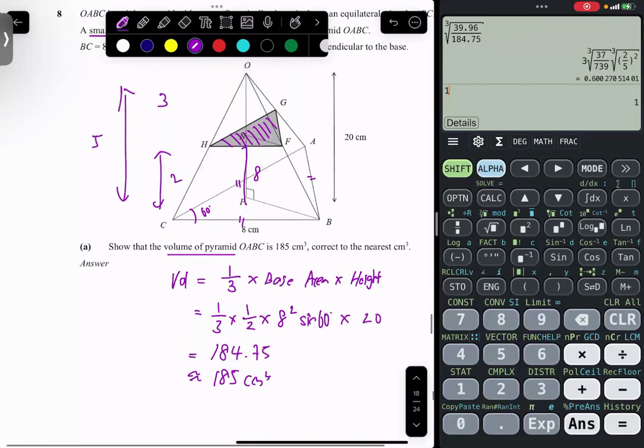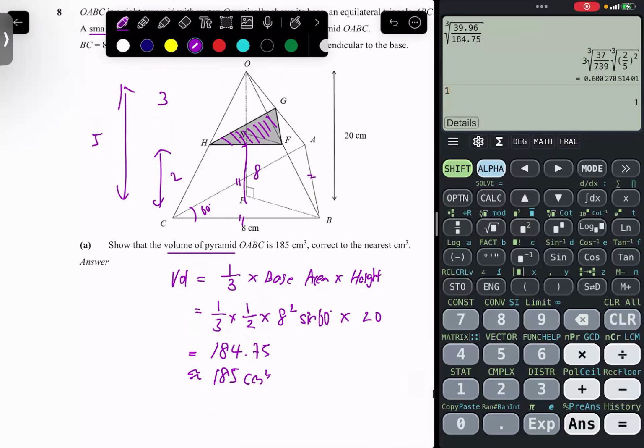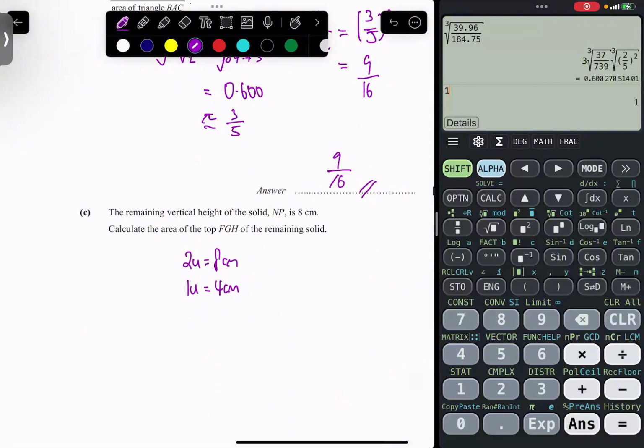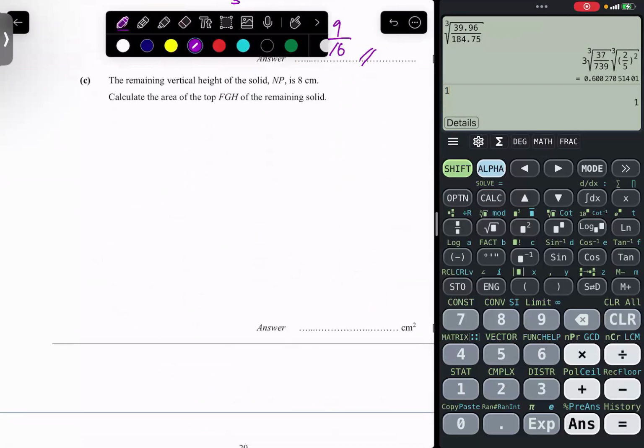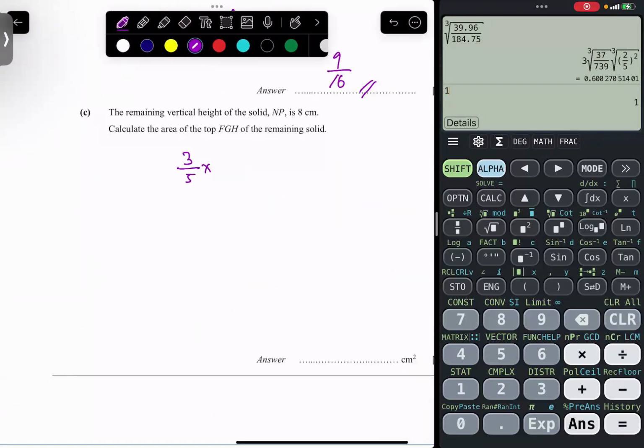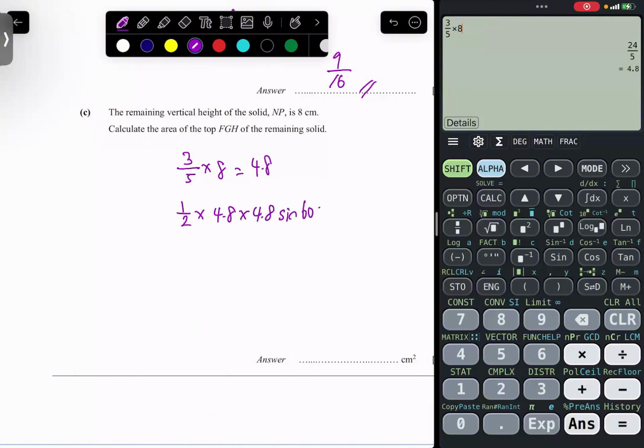And then we have the height, wait, am I doing this right? Why do I need the height? What am I finding? Area of the top FGH. Actually, I don't need that. This similar triangle is 3/5, so we have 3/5 times 8, which gives 4.8. So the area should be half times 4.8 times 4.8 times sine 60, which is half times 4.8 squared times sine 60. That is 9.98 centimeters squared.